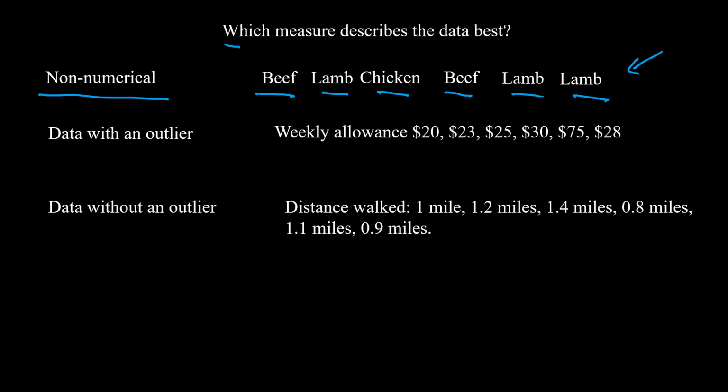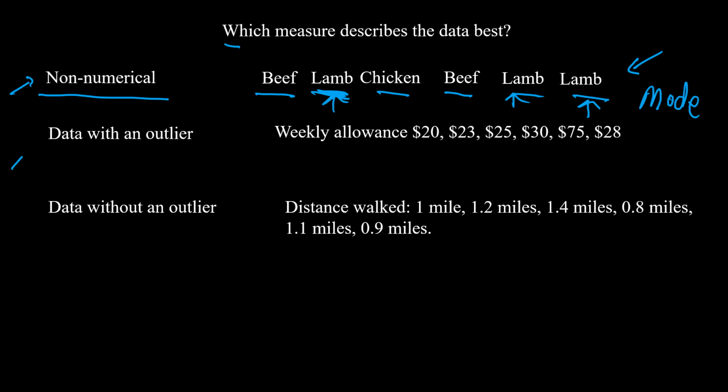But what could be? The mode. Remember, mode is which one appears the most. So in this case, we have lamb, lamb, lamb. It appears 3 times, whereas the others do not. So the mode is lamb. So we could say most of the family members, they tend towards lamb, right? They like lamb. Lamb is a good representative of this family. Okay, so non-numerical data, go with your mode.